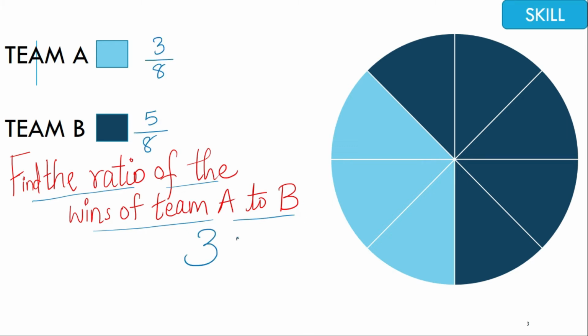Now if you have a question, find the ratio of the wins of team A to B, it will be 3:5. So this is the answer for the ratio of wins of team A to team B. So you have 3 from here for A and 5 from here. So this is how you frame your answer.